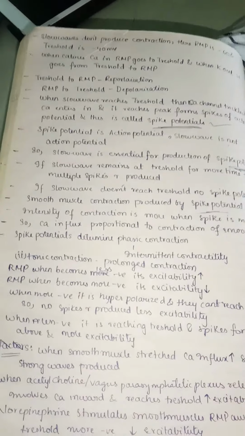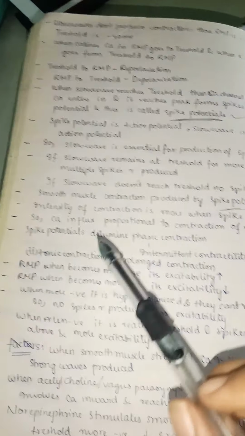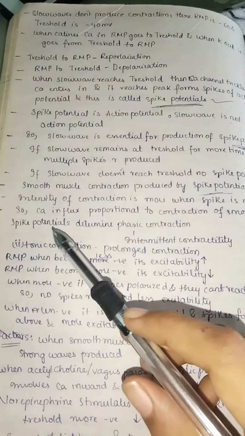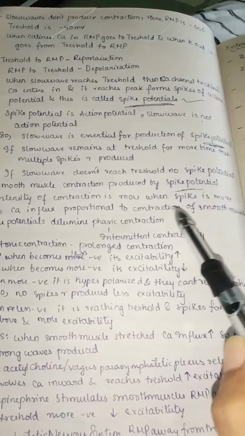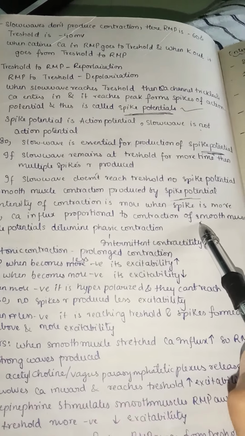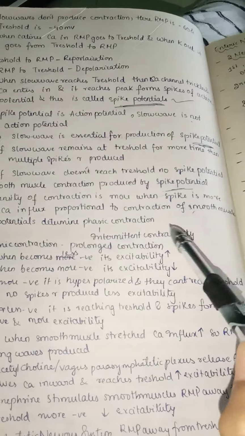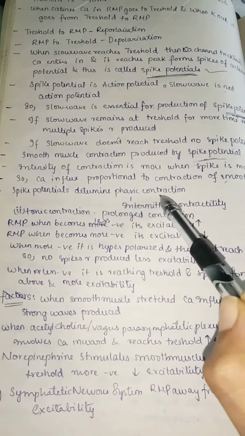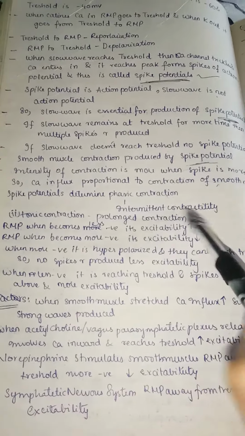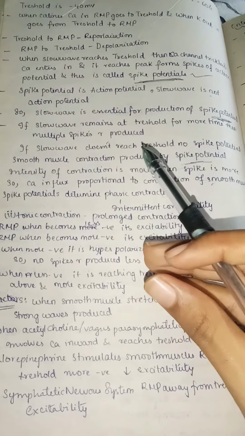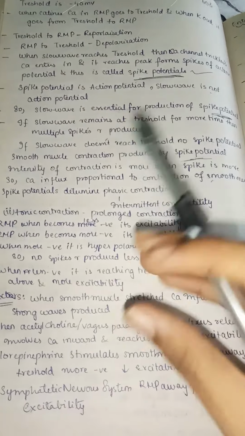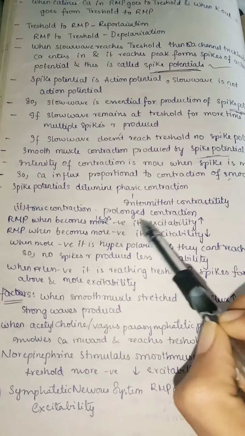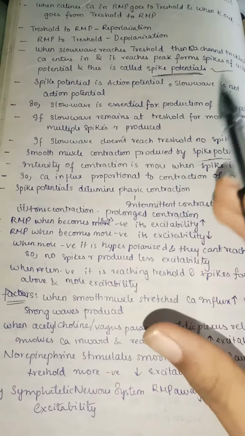But remember, slow wave can't produce a contraction, and the intensity of contraction is of course greater when the spikes are more. The calcium influx is proportional to the contraction of smooth muscle. How much calcium is coming, that much contraction of smooth muscle takes place. Spike potentials determine the phasic contraction, that is intermittent contractility, meaning it will contract, then again contract, not continuously. And also tonic contraction, that is prolonged contraction.